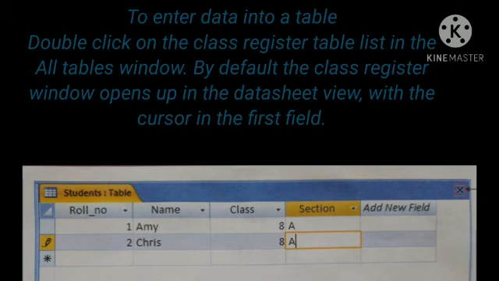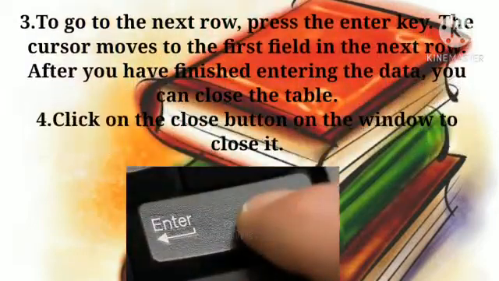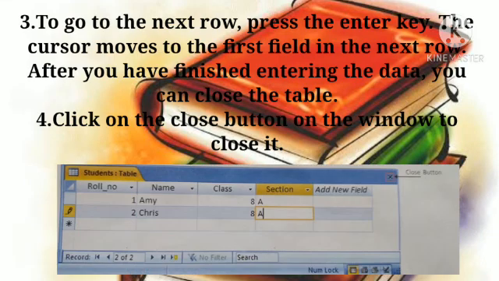First, press the Tab key to go to the next field. Second, type ME. In the same way, type 8 and A in the fields class and section respectively. Third, to go to the next row, press the Enter key. The cursor moves to the first field in the next row. After you have finished entering the data, you can close the table. Click on the Close button on the window to close it.